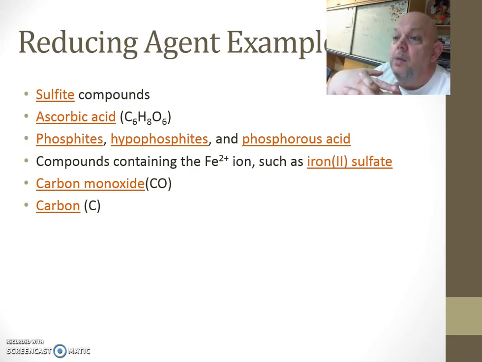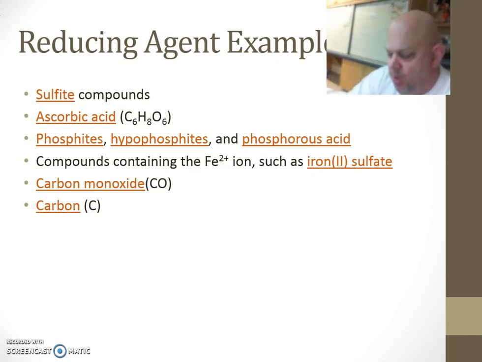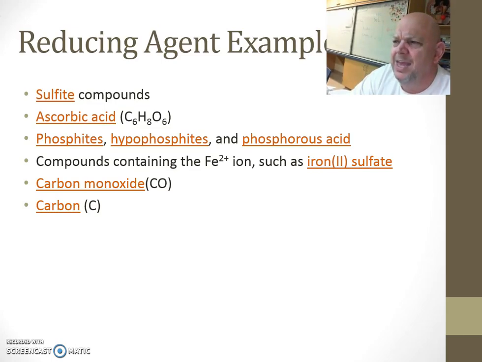Okay? Compounds containing the Fe2+ ion like iron(II) sulfate. Carbon monoxide is another one. And good old carbon, because it's a reducing agent as well. So we have some oxidizing agents, which are perfectly reduced because they gain electrons. And then you have got reducing agents, which are perfect for oxidizing because they lose electrons.